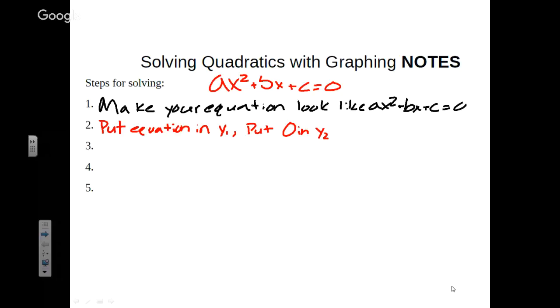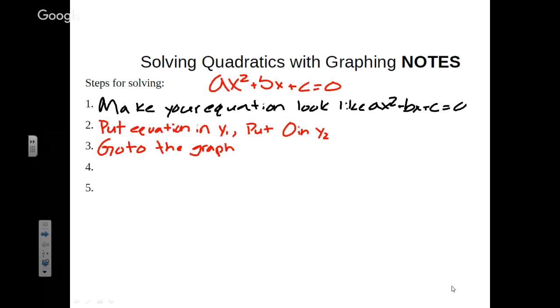So first step, make your equation look like ax squared plus bx plus c equals 0. Second step, put your equation in y1 and put 0 in y2, or the other way around. Then third step, go to the graph. That one's pretty easy. You just have to hit the graph button. And then these next two steps are going to sound a little confusing until I show it to you.